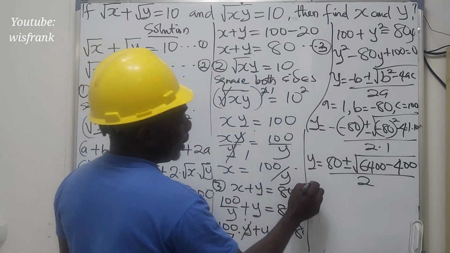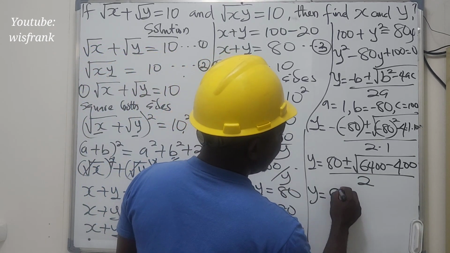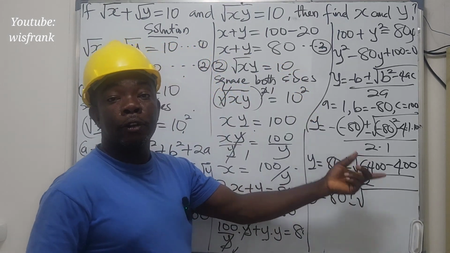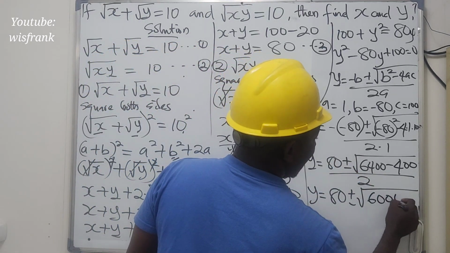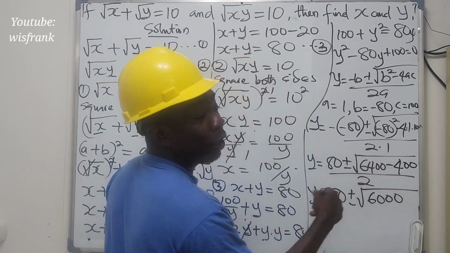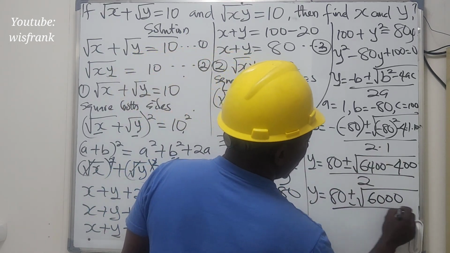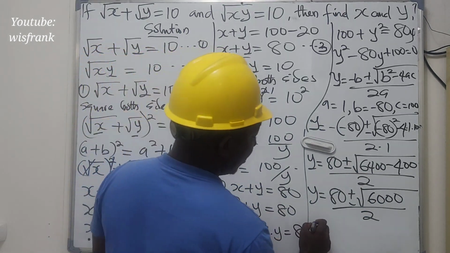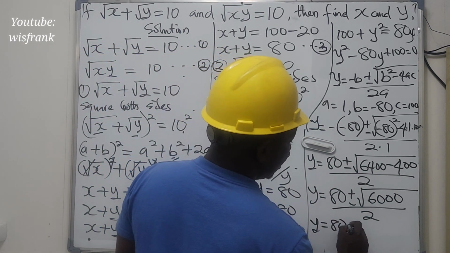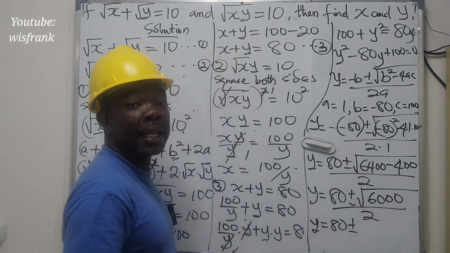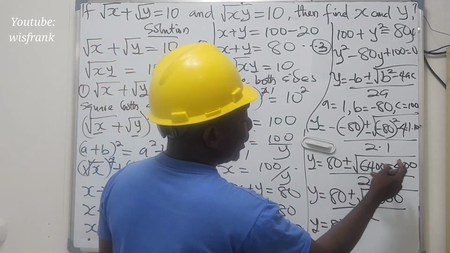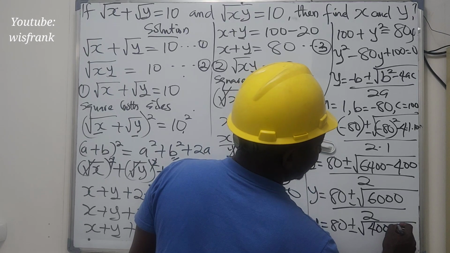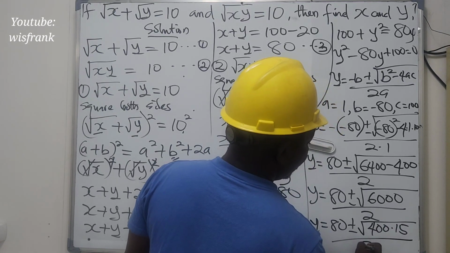We have that y equals 80 plus or minus the square root of, this is 6,400 minus 400, which will give us 6,000, all over 2. So this is what we have. So in this situation, y equals 80 plus or minus, this 6,000 is the same thing as 400 times 15. So this will become the square root of 400 times 15 all over 2.